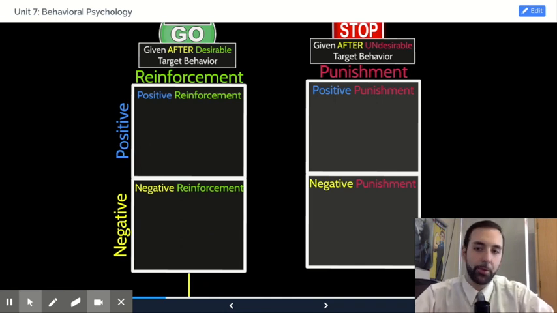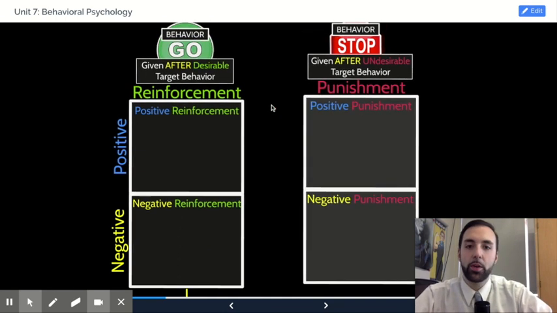That's totally fine too. It's important, though, on the left, under reinforcement, to put both things that you see here. It says given after desirable target behavior. Reinforcement, this entire left column, is only provided to an organism after the target behavior is done. Only. Over here it says given after undesirable target behavior.